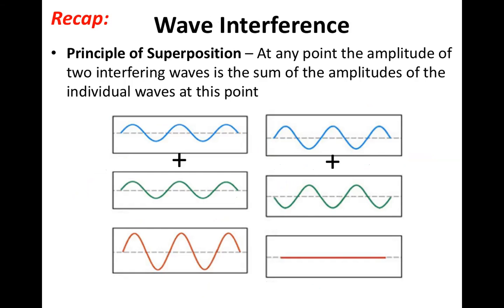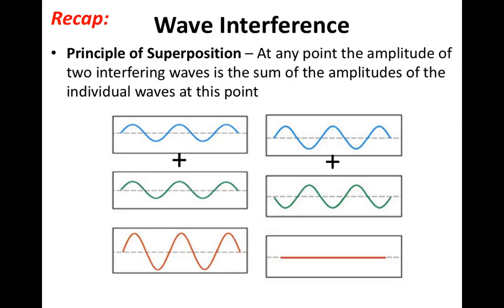So for the first topic, acoustical beats, we need to review wave interference first. Recall that when you have more than one wave in a region of space, those waves are overlapping and the principle of superposition applies, which is that at any point the amplitude of the resulting wave is the sum of the amplitudes of the individual waves.